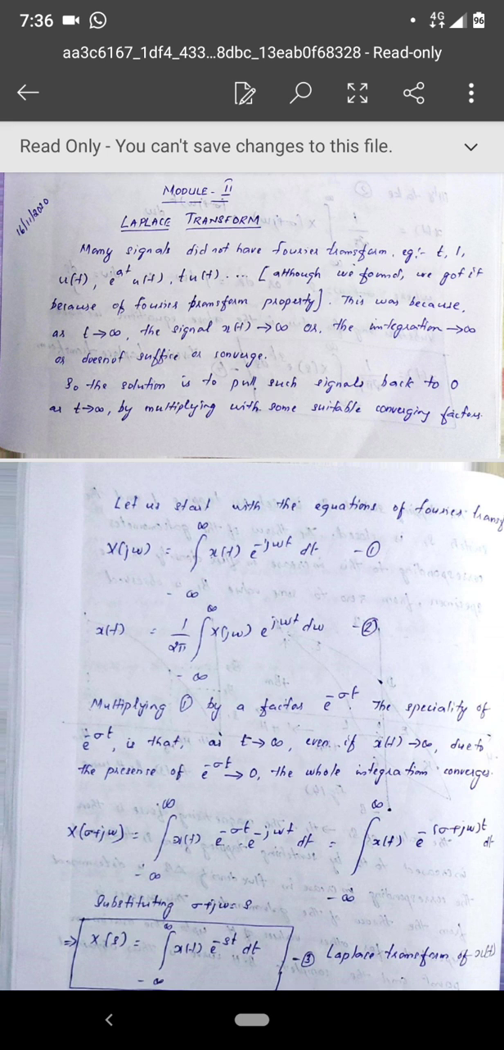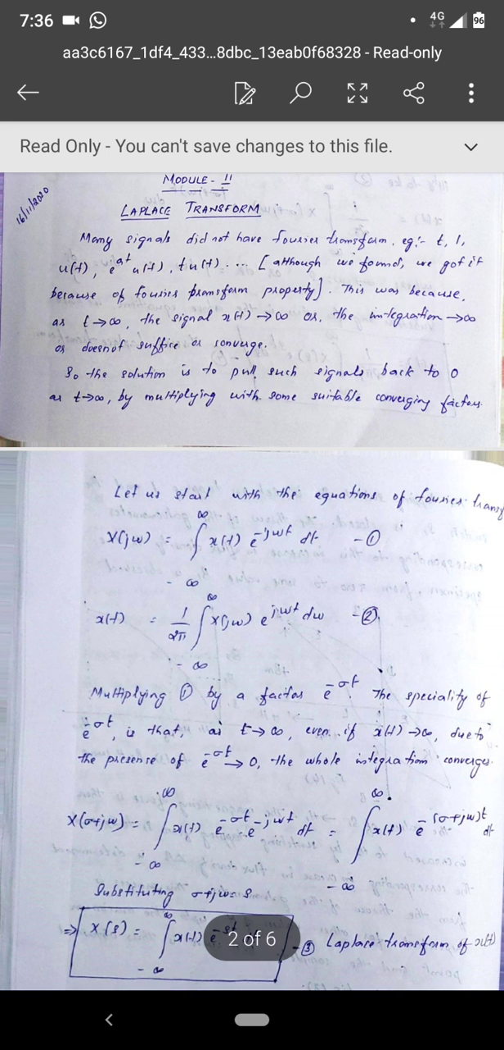Okay, so we have seen many signals like t^1 u(t), e^(at) u(t), t u(t), so many signals. We have found that if you substitute such signals in the integration of Fourier transform, the integration will not converge, or will not suffice, or that leads to infinity. In those cases we have taken pains and used the Fourier transform properties to find the Fourier transform of such signals.